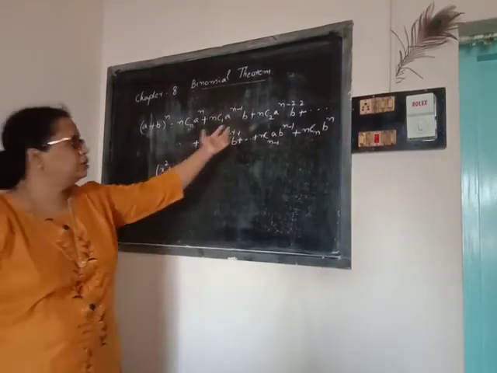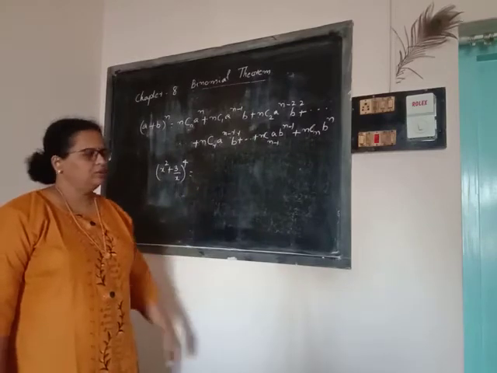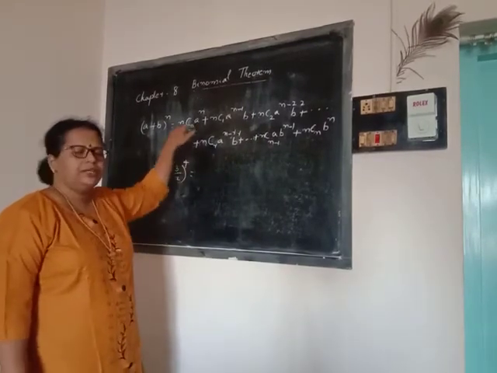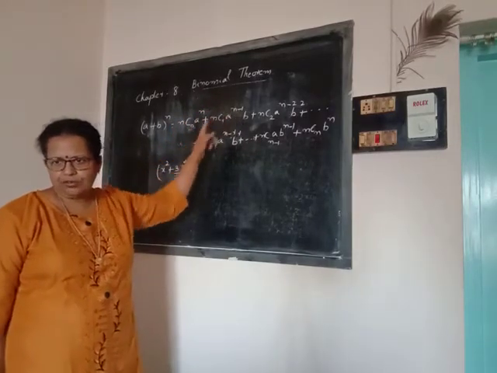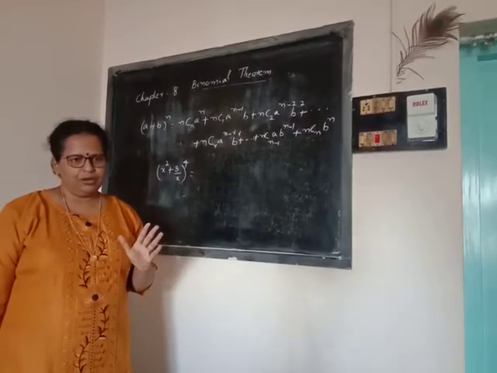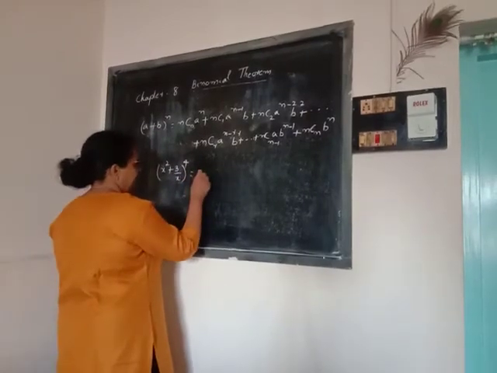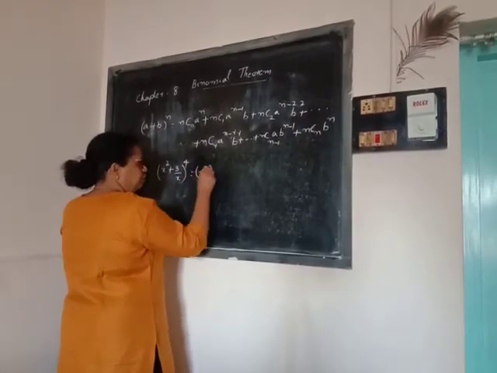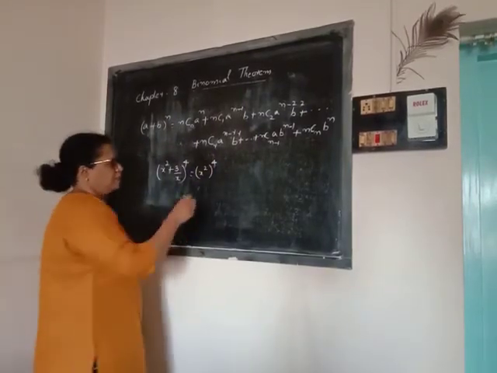No need of going nC2, nC3 like that. This problem I am going to do with that. For a plus b raised to 4, no need of going to the generalized result. We know the coefficients of power 4 are 1, 4, 6, 4, 1. So let us write: x squared, first term, raised to power 4.